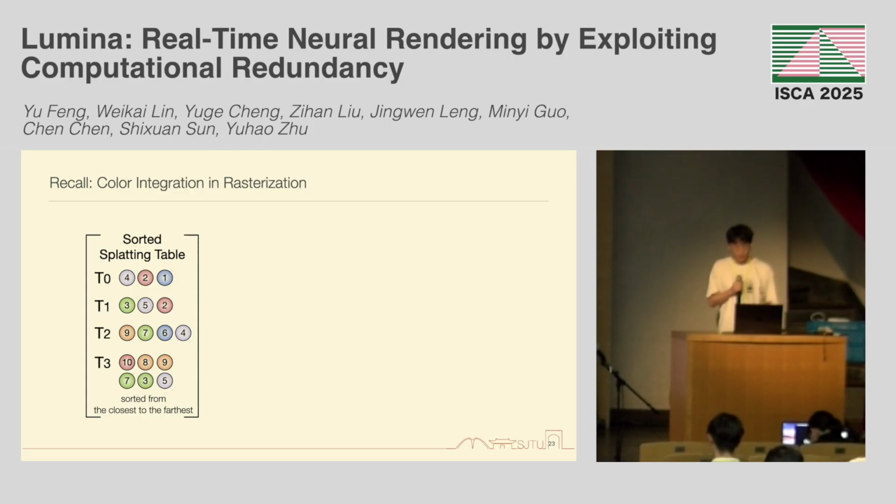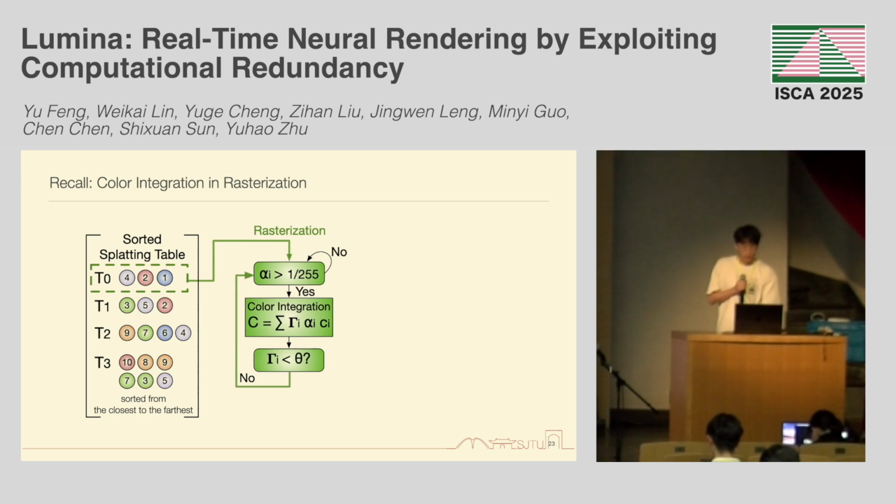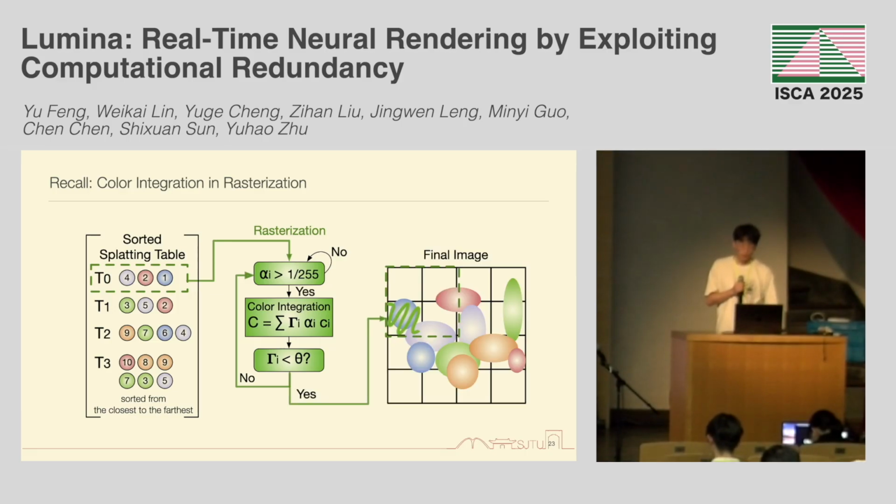In this process, we render pixels tile by tile. For instance, if we render the first tile T0, each Gaussian in this Gaussian list would calculate intersect transparency alpha with all pixels. For each pixel, if the alpha is greater than a threshold, we will perform the color integration process. Otherwise, we will skip the color integration process for this particular Gaussian. And the final pixel value is the integration of all Gaussians in this tile list.